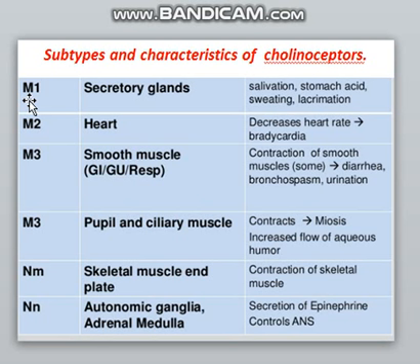Second is the nicotinic receptor. First is NM, which is located on the skeletal muscle end plate, and it acts on contraction of skeletal muscle. And the nicotinic NN receptor is located on autonomic ganglia and the adrenal medulla, and controls the secretion of epinephrine and controls the autonomic nervous system. So that's all for this video.